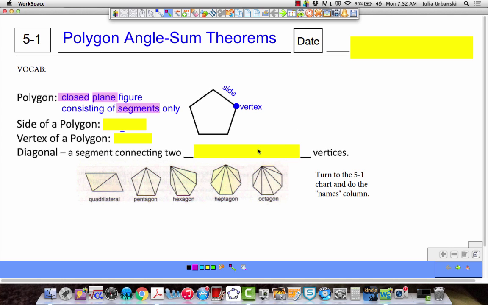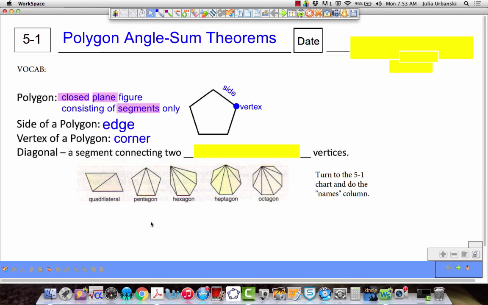The sides are these straight segments. The vertex is that corner. And there are 5 vertices in this case and 5 sides. The number of vertices should always match the number of sides. The side of a polygon is the edge, and the vertex of a polygon is the corner, where the 2 sides meet.